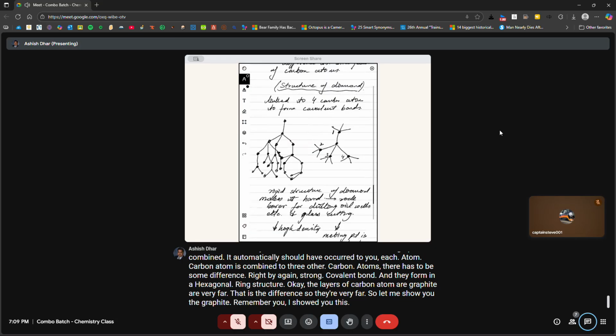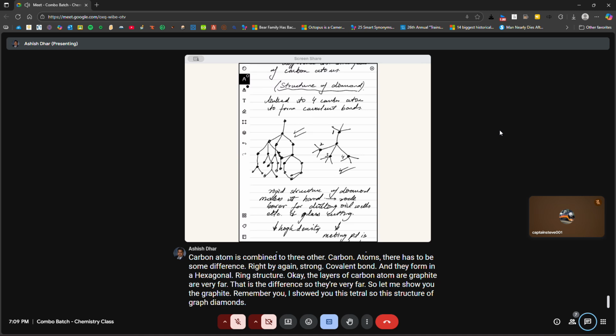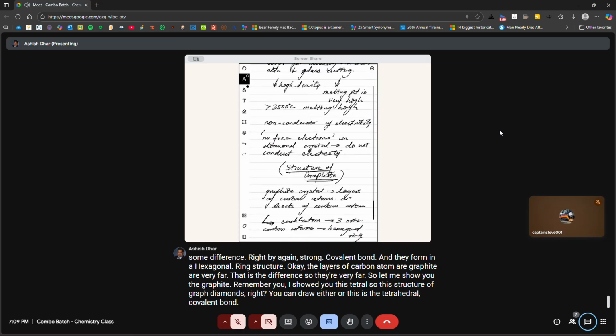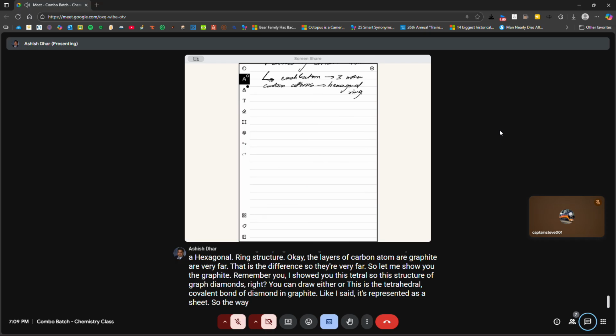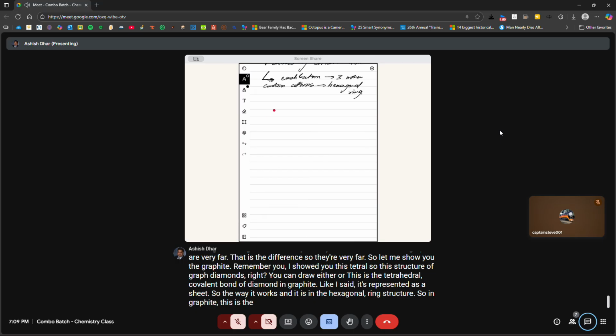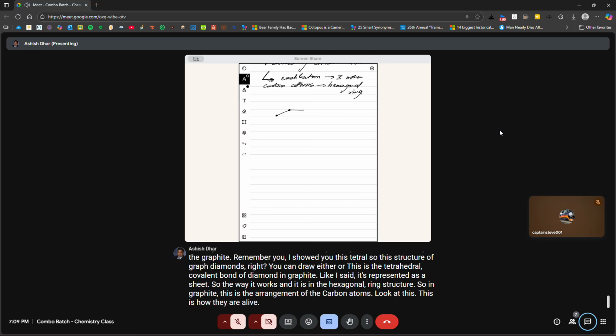Remember, I showed you this tetrahedral structure of diamond, right? You can draw either. This is the tetrahedral covalent bond of diamond. In graphite, like I said, it's represented as a sheet. So the way it works, it is in the hexagonal ring structure. So in graphite, this is the arrangement of the carbon atoms. Look at this. This is how they are aligned.